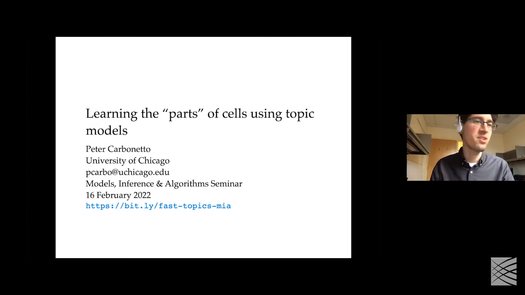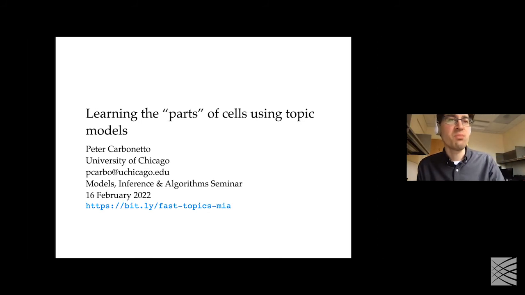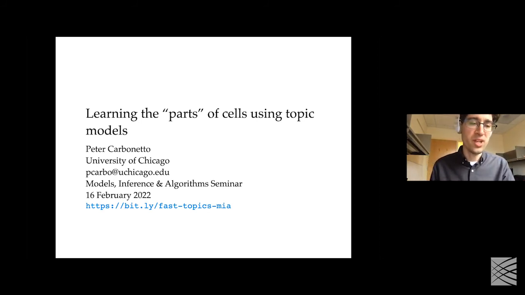Now, for those of you who maybe are not interested in single cell data, and maybe there's a few of you who have different types of data that you're interested in, my hope is that you might also find this interesting because the process of using the topic model for single cell data has motivated us to rethink some basic aspects of the topic model. And so I'll present those as well. And so maybe that will make you think about applying the topic model to your particular data.